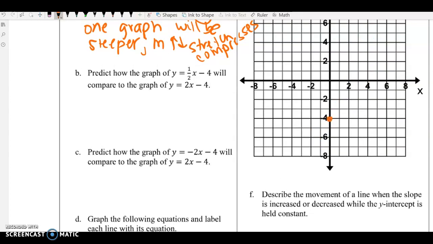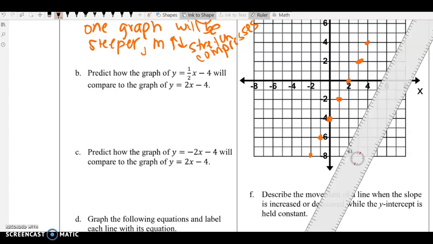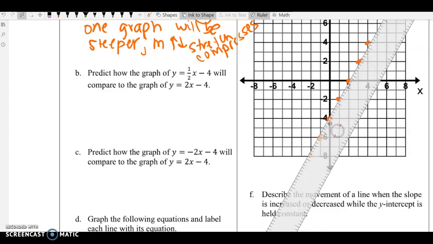Okay, I have a spot at -4, going up 2 to the right 1, up 2 to the right 1, up 2 to the right 1. Just to get fancy, I'm going to go down 2 to the left 1, down 2 to the left 1. All right, and I am going to get a ruler, connect my spots.